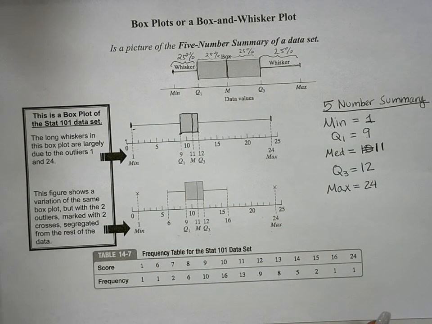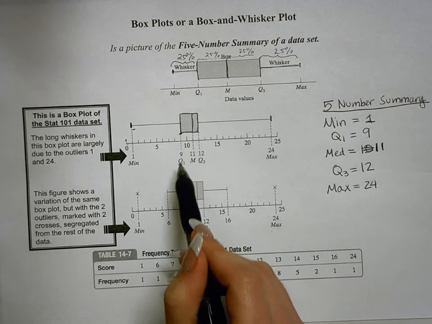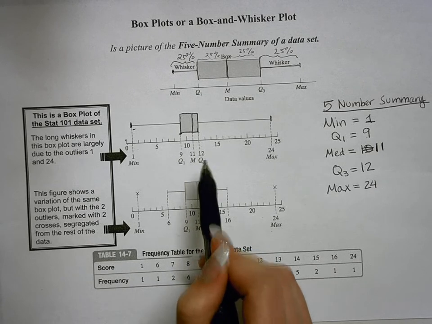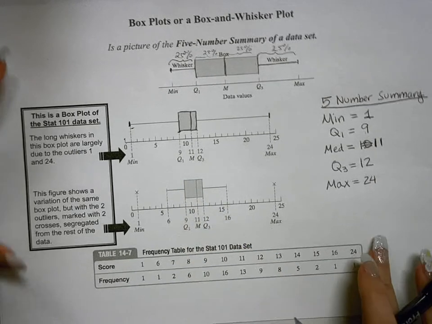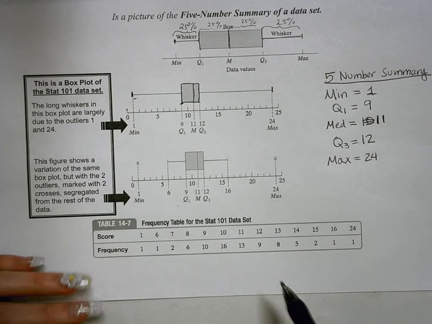But unfortunately, this really doesn't describe an accurate picture. This is not an accurate box and whisker plot for this particular data set. The reason is because this data set has some outliers.